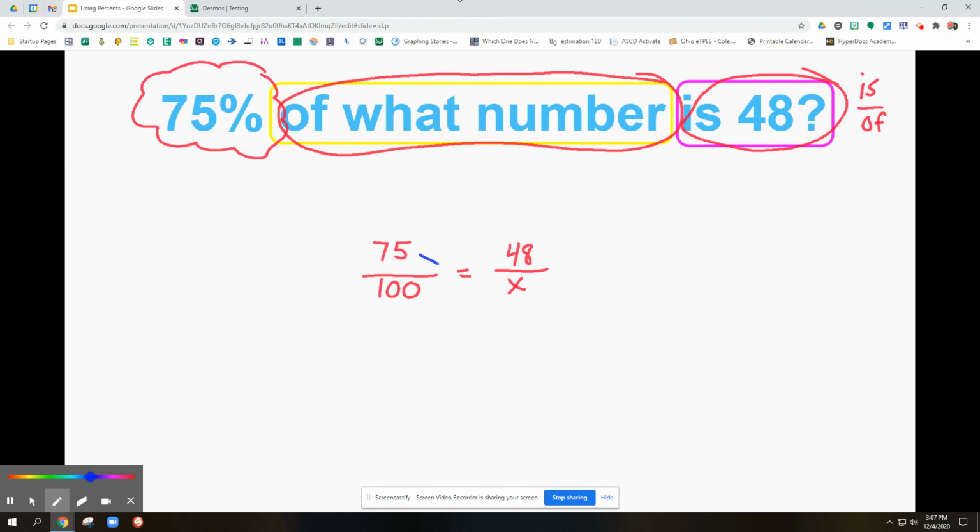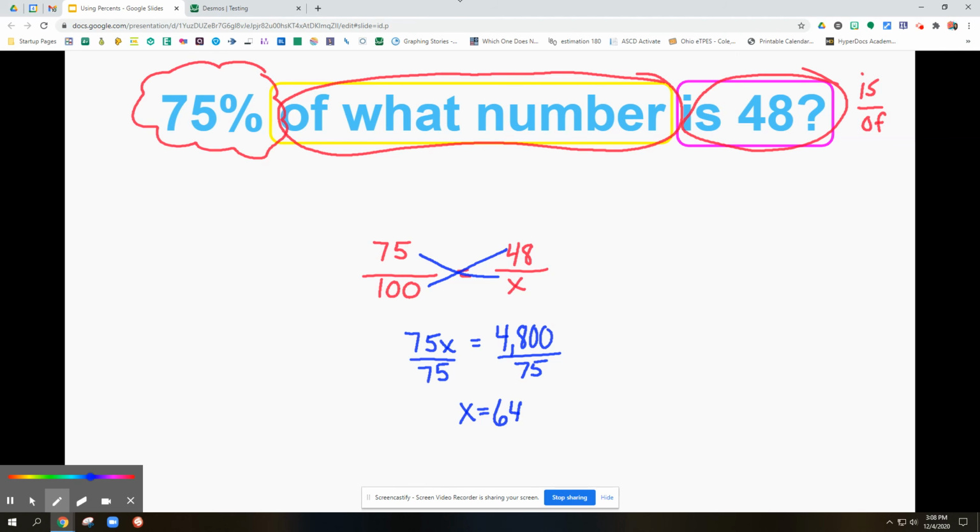So you are going to cross multiply. 75x, because 75 times x. 100 times 48 is 4,800. Divide both sides by 75. And again, here's where the calculator comes in handy. If you don't know 4,800 divided by 75 off the top of your head, it's not that you can't do it, but it's quicker to use the calculator. So 4,800 divided by 75 equals 64.